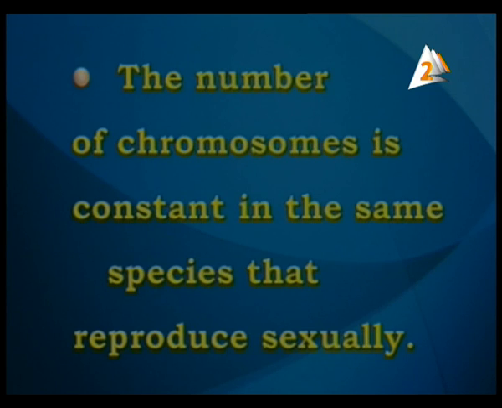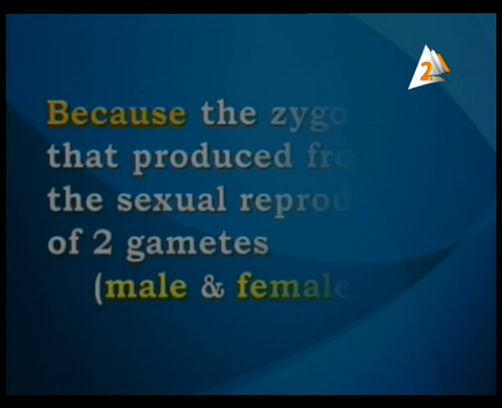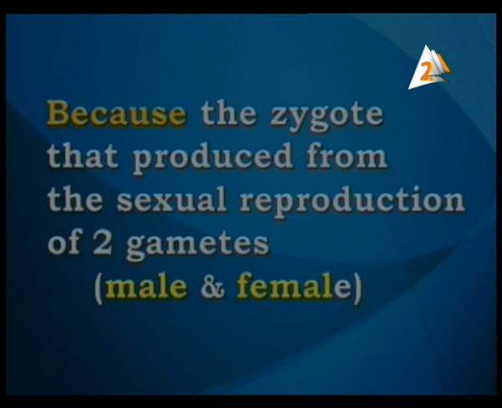The number of chromosomes is constant in the same species that reproduce sexually. Why? Here the new individual is produced from the mating between male and female. Why is the number of chromosomes constant? Directly, I know it's sexual reproduction. Because the zygote is produced from sexual reproduction of two gametes, male and female, sperm and ovum. It's good to say that. So both of them form the zygote.